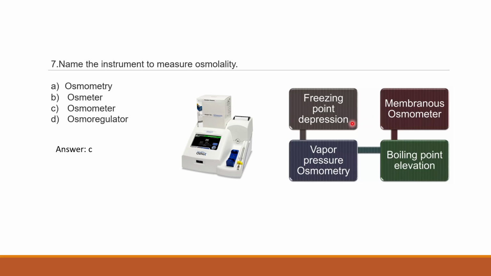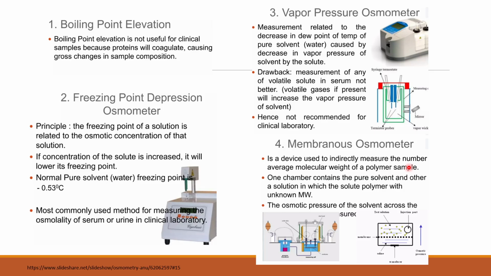For freezing point, you'll use a different osmometer. For membranous osmolality, you will use a different osmometer. Then there is vapor pressure osmometry. Then there is boiling point elevation osmometry. Okay, these are the four types.